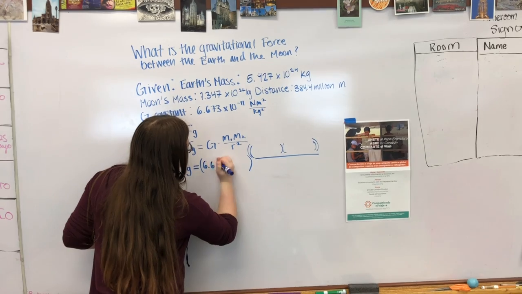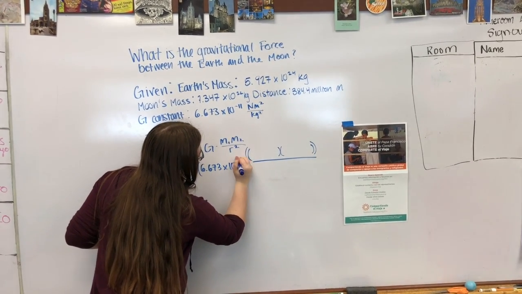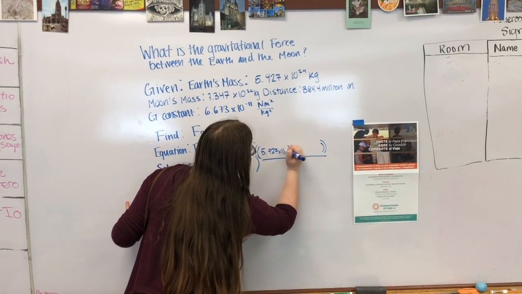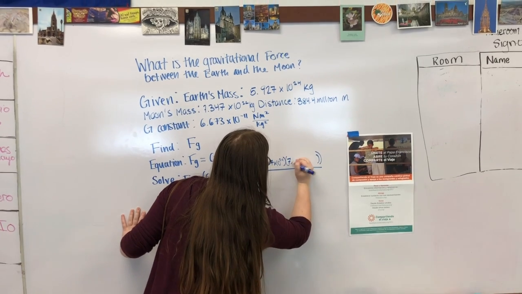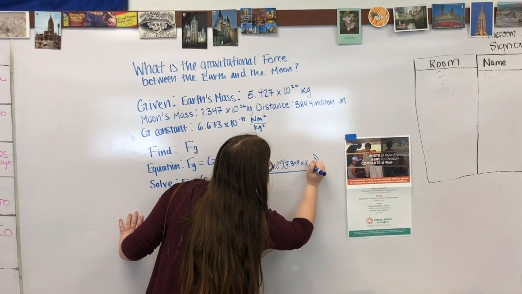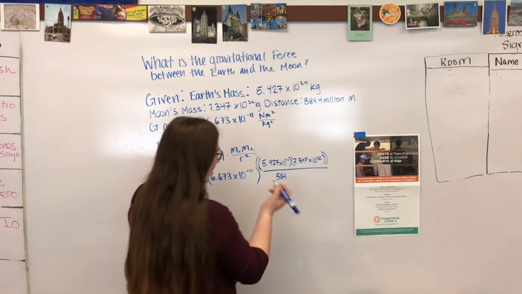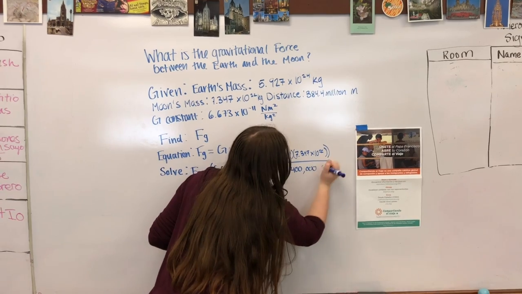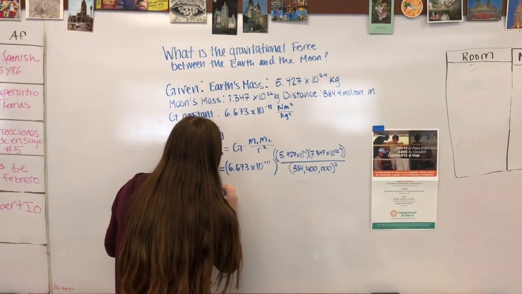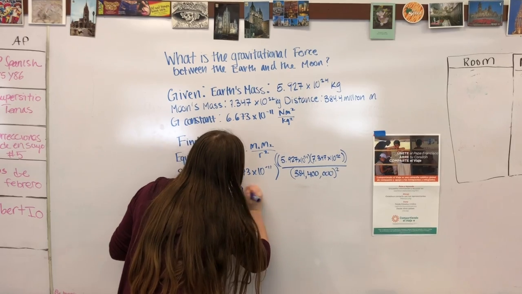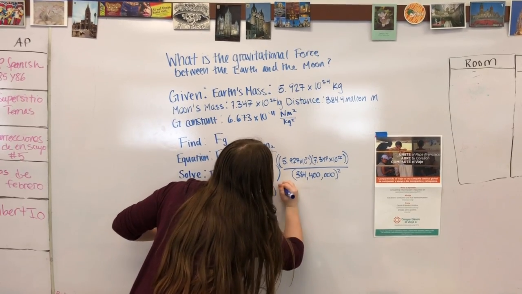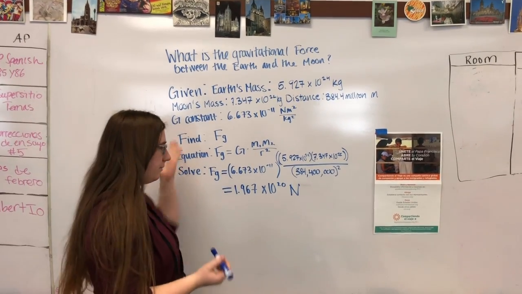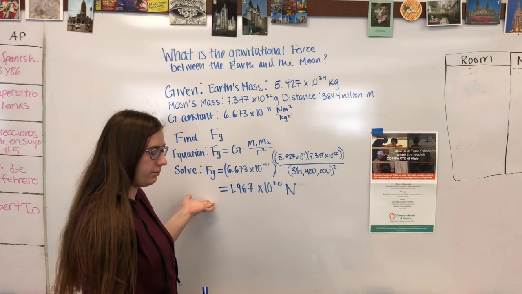So 6.673 times 10 to the negative 11 times 5.927 times 10 to the 24th times 7.347 times 10 to the 22nd, all divided by 384,400,000 squared, which equals 1.967 times 10 to the 20th newtons in sig figs. And that's the gravitational force of the Earth and the moon.